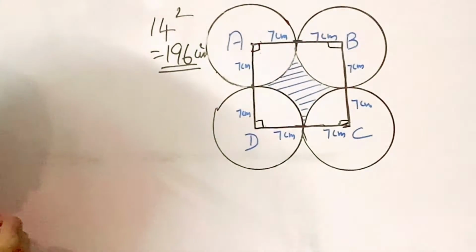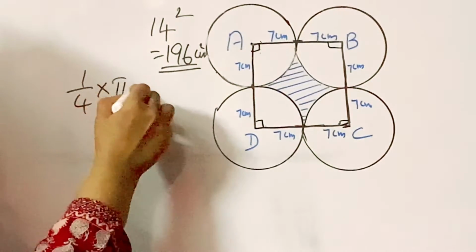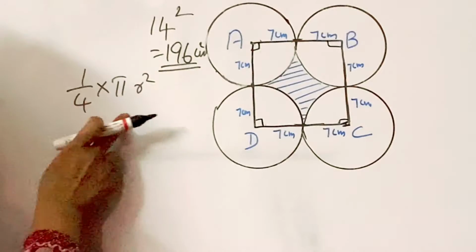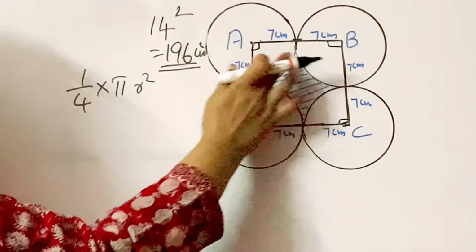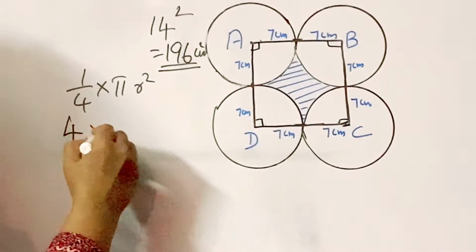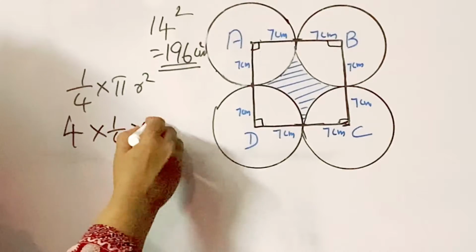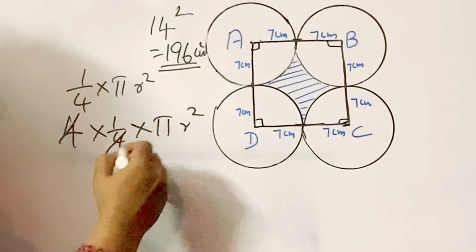Then area of the quadrant. Area of the quadrant is 1/4 into pi r square. Here we have 4 quadrants having the same area. So area of 4 quadrants is 4 into 1/4 into pi r square. Okay, and this 4 and 4 get cancelled. That is pi r square.